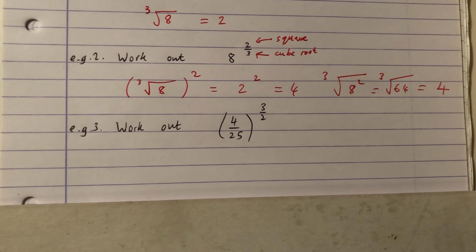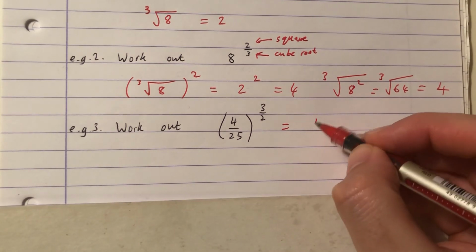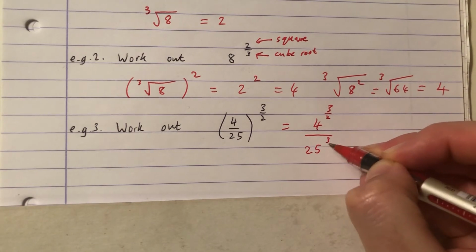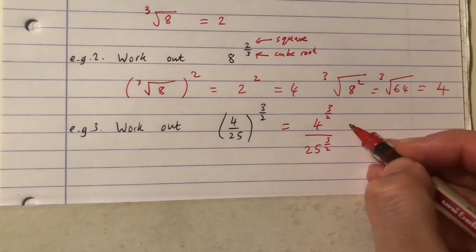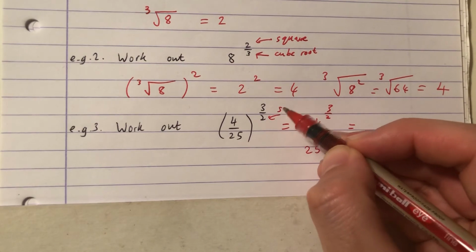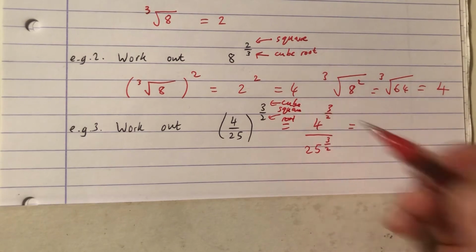Work out the following. 4 over 25, all to the power of 3 over 2. Now I guess there is a trick you do need to know for this, which is when you raise a fraction to a power, you just do the power to the numerator and you do the power to the denominator separately. And then you end up with square root on the denominator, normal root on the numerator.